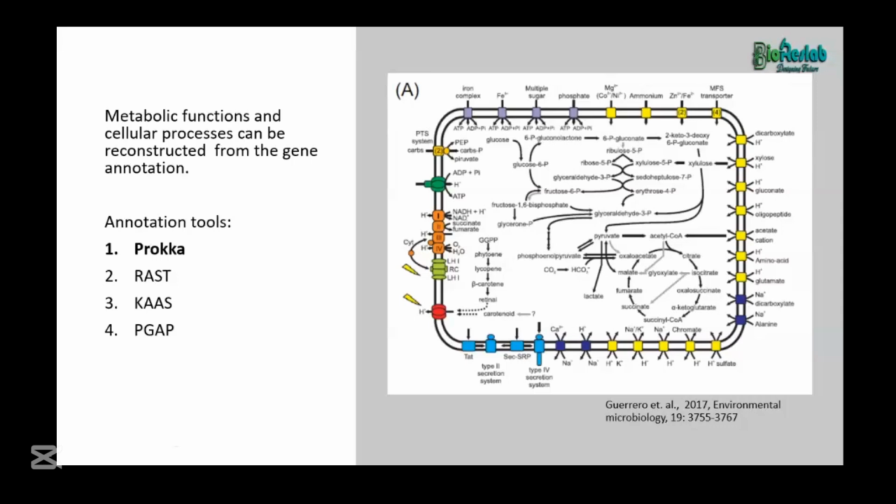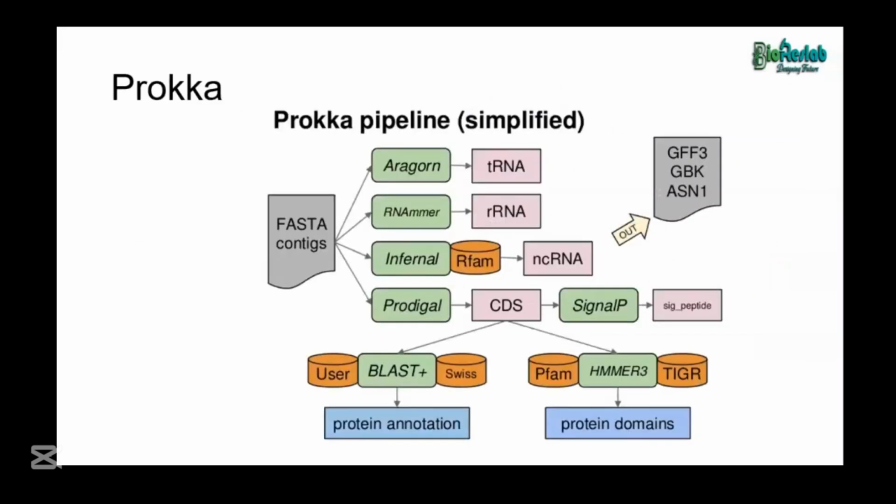Different tools are available like PROKKA, RAST, CAS, PGAP, and I told you two more databases which are available, like antiSMASH and the CARD database. There are other databases and tools also available, so this is not only restricted to these ones. If you know some tools more than these ones, you can also use them. So in a nutshell, what is the PROKKA pipeline?